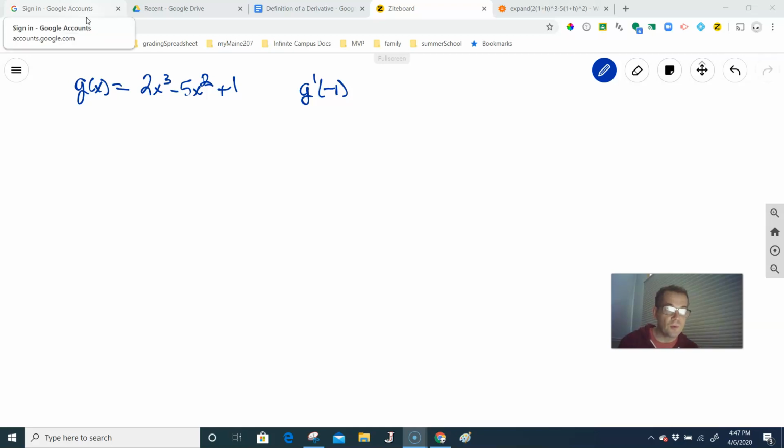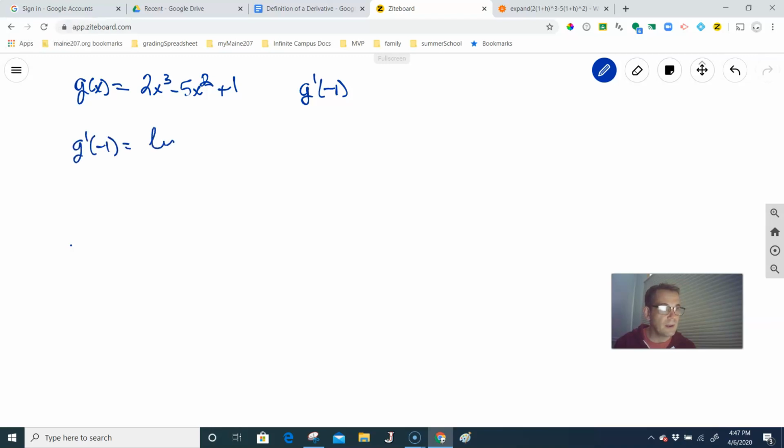Definitely going to use that Wolfram Alpha tool again, but I thought I should talk through the opening of this one more time. If I want to find g prime of -1, and this is my equation, g prime of -1 is going to equal the limit as h goes to 0 of 2 times (-1 plus h) cubed minus 5 times (-1 plus a little bit) squared plus 1, minus what I would get if I plug -1 into this function itself.